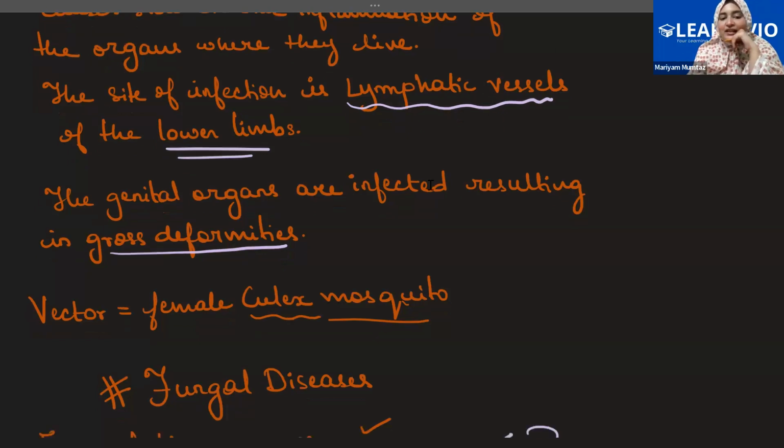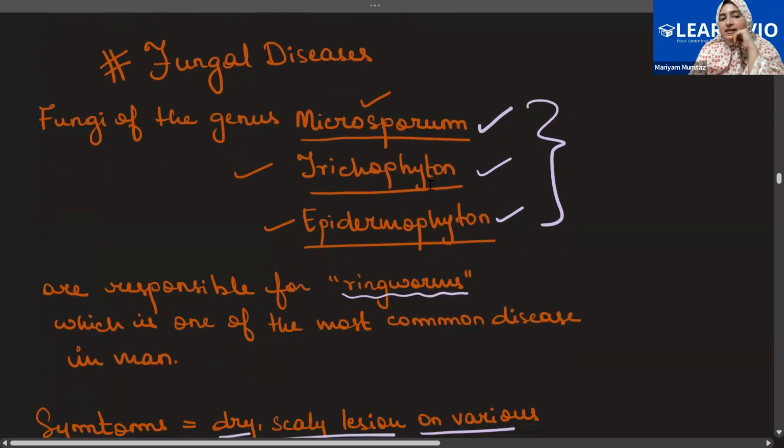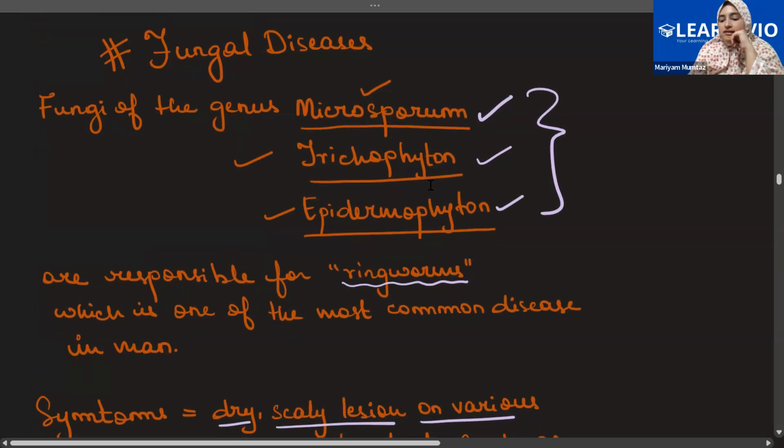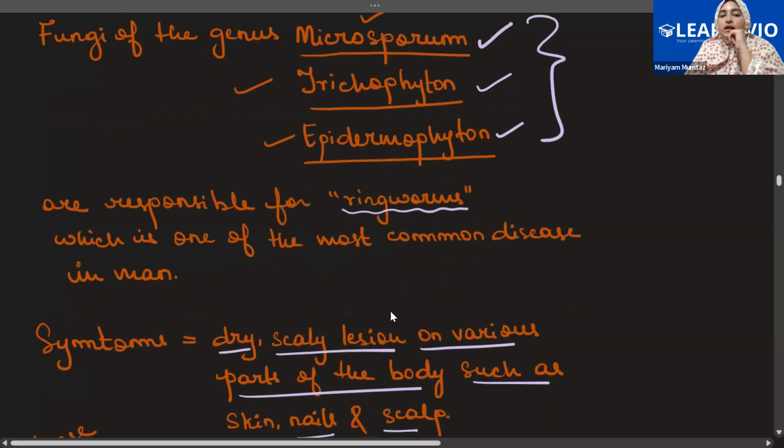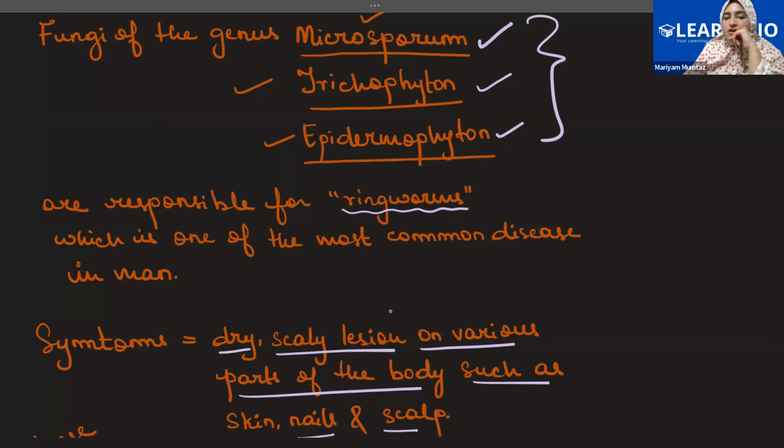Okay. Now moving forward, we'll talk about fungal diseases. These are the diseases that are caused by fungi, and they belong to three general genera: Microsporum, Trichophyton, and Epidermophyton. These are the names of the genera. The members of these genera are responsible for causing ringworm, which is the most common fungal disease in human beings.